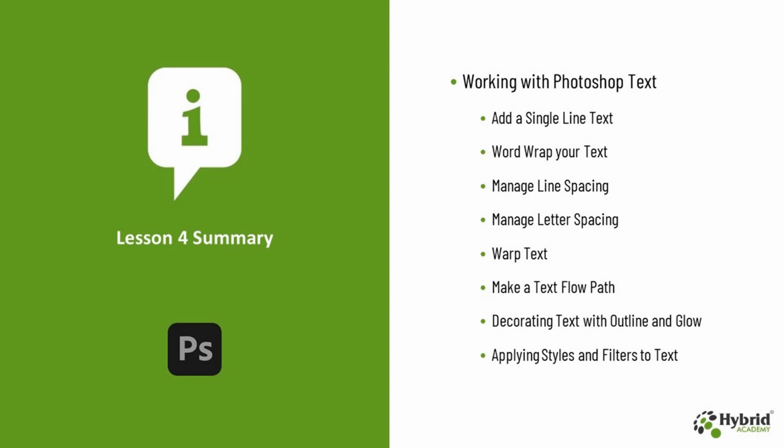Now with this we have come to the end of this session. Now let's see the summary of lesson 4. So in this lesson we have learned working with Photoshop text. We have learned how to add a single line text, how to word wrap the text, how to manage line spacing, manage letter spacing, warp the text, make a text flow path, decorating the text with outline and glow, and applying various styles and filters to the text. So now we very well know how we can manage different sorts of text in our Photoshop and apply different filters, styles.